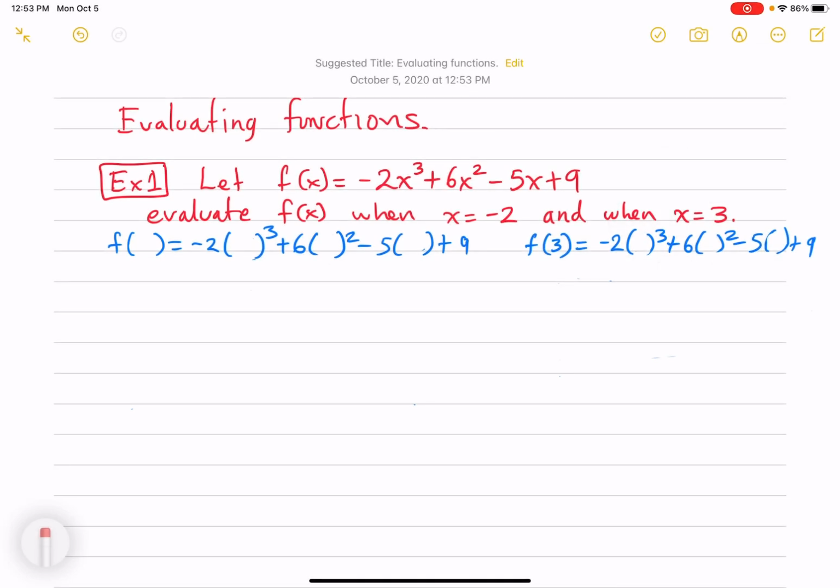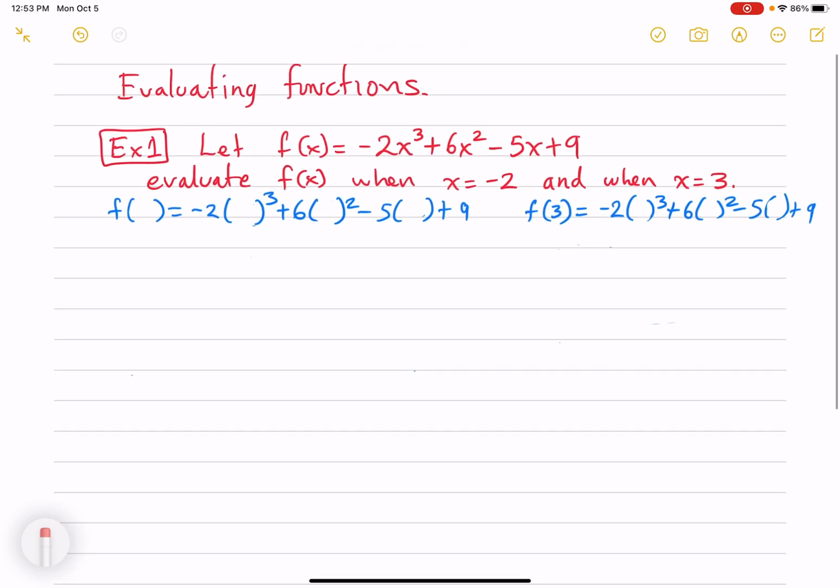Hello everyone, in this video I'm going to show you, or review, how to evaluate functions at an x value. For example, in this case, we're going to let every x in our function equal -2. We're going to do two parts here. When x equals -2, we substitute -2 every time we see an x.